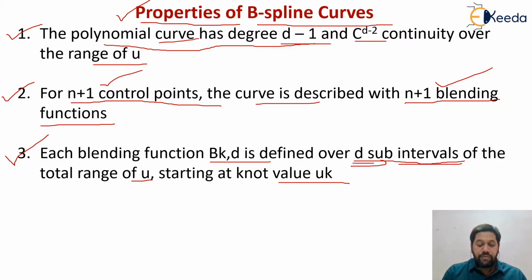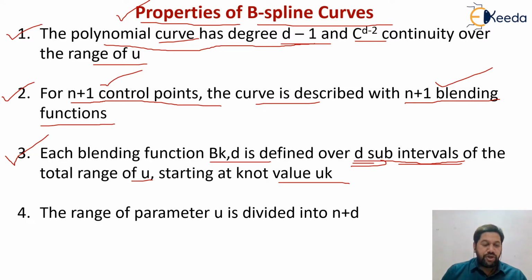Let us understand the next property. The fourth property is that the range of parameter u is divided into n plus d sub intervals. Depending upon that, the range of parameter u will be divided into n, meaning the number of control points, plus d, meaning the number of sub intervals. Definitely, suppose I have the value of n equal to 3.